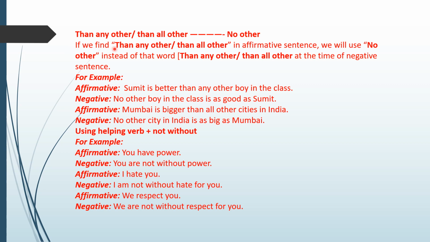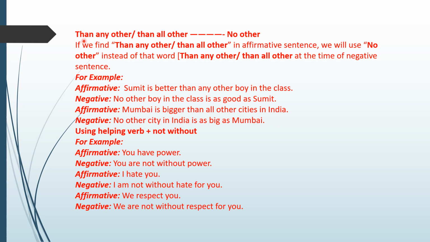If we find than any other, than all other in the affirmative sentence, we will use no other instead of the words than any other, than all other at the time of changing the sentence into negative. Look at the example. Sumit is better than any other boy in the class. So your negative begins, you write no other boy in the class is as good as Sumit. Another example, Mumbai is bigger than all other cities in India. So again, you will write no other city in India is as big as Mumbai.